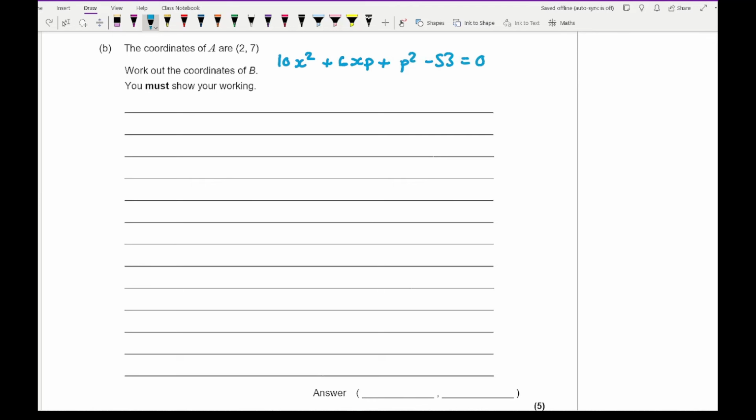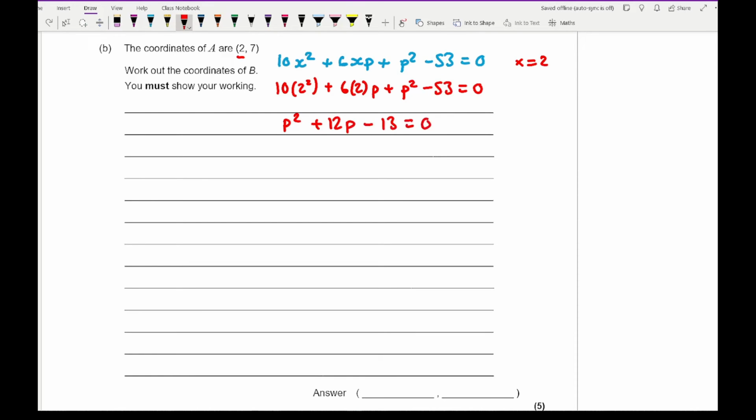Now for this, what I need to do is work out what p is. I know that one x value is 2, so I'm going to substitute x equals 2 into this particular equation. What I end up with is 10 times 2 squared plus 6 times 2p plus p squared minus 53 equals 0. If I simplify, I end up with p squared plus 12p minus 13 equals 0.